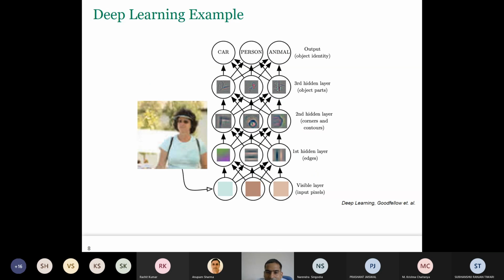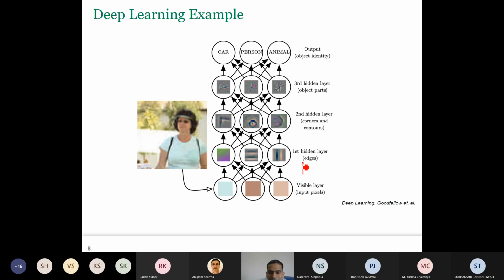Now let us try to understand what a deep neural network does. A deep neural network has many layers, and each further layer gives you a higher abstraction of reality. In the initial layer, we are just seeing input pixels. We don't know what the object is. We don't have object-level understanding.